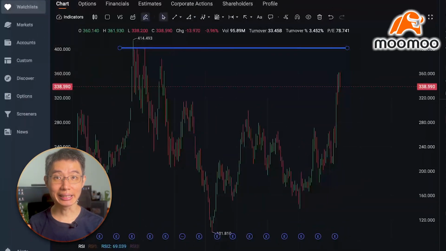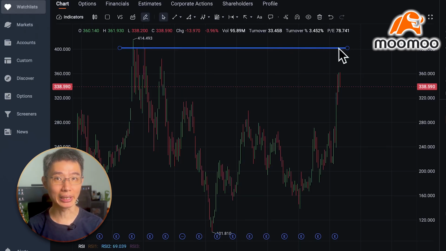Other than this, another thing I can do to improve my probability of success is to choose the strike price at slightly beyond the support and resistance levels. For example, this stock bounced off this price, which means it has become a resistance level. So what I can do is choose my strike price above this level.